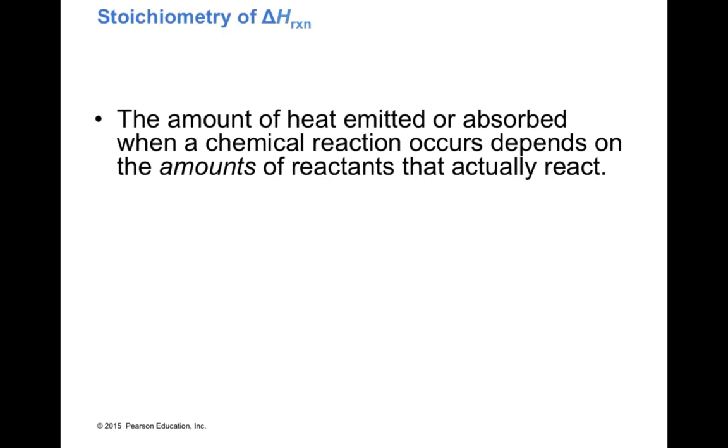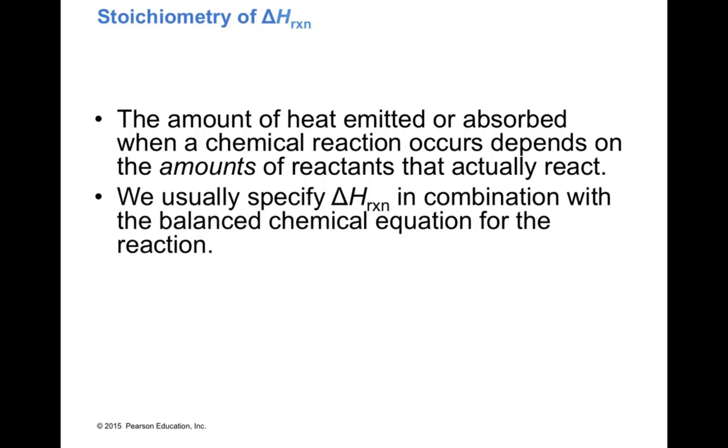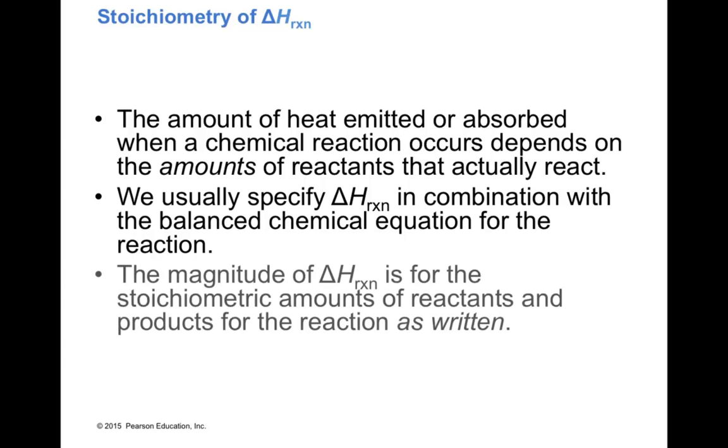So, the amount of heat emitted or absorbed when a chemical reaction occurs depends on the amounts of reactants that actually react. We usually specify delta H reaction in combination with the balanced chemical equation for the reaction. So most of the time, a specific delta H of reaction is associated with a specific balanced chemical equation. The magnitude of the enthalpy is for the stoichiometric amounts of reactants and products for the reaction as written.